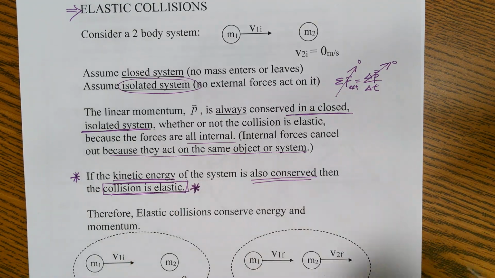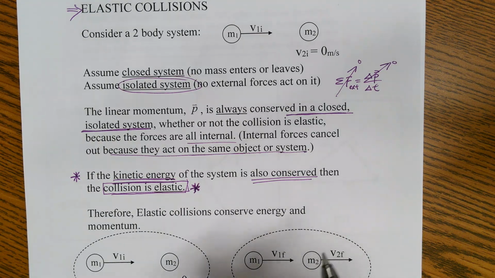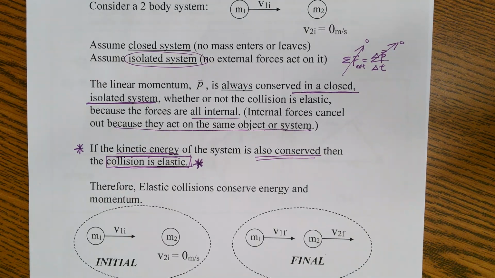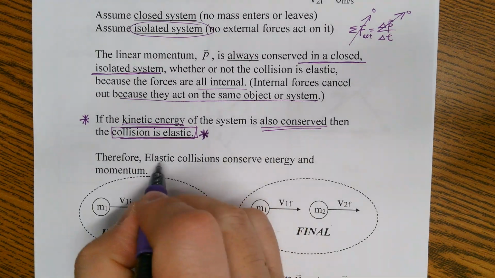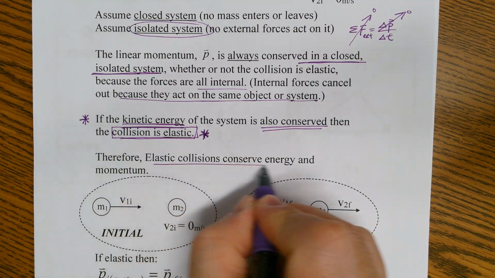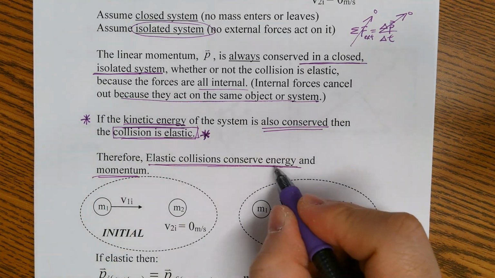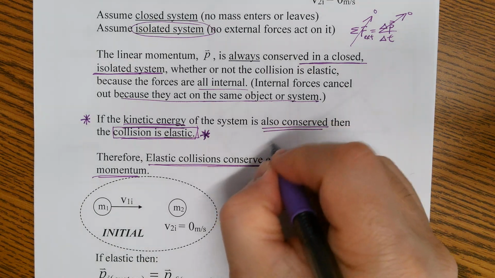To find the kinetic energy, you have to find the kinetic energy of everything within that system. When you have two objects moving, find the kinetic energy of both objects. And after the collision, you have two things moving, find the kinetic energy of both objects. Compare it. If they are equal before and after the collision, then it is elastic. If they're not equal, then it is not elastic. Therefore, elastic collisions conserve energy and momentum. To be more precise, kinetic energy and momentum.